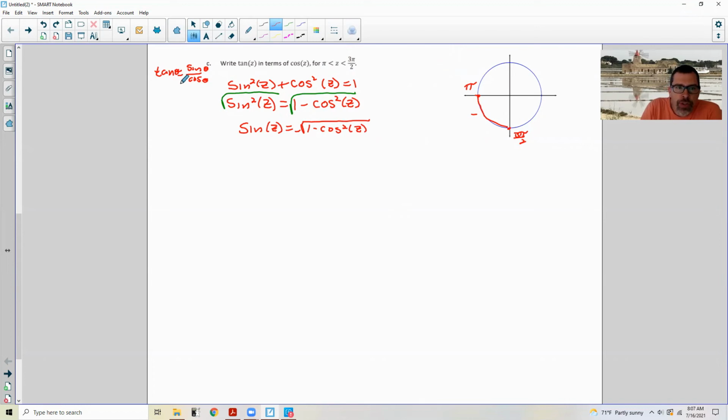Now I'm going to use this and say the tangent of z is equal to the sine of z, which is this in terms of cosine. So it's going to be the negative square root of 1 minus cosine squared z, divided by cosine z. So there is the tangent of z in terms of cosine.